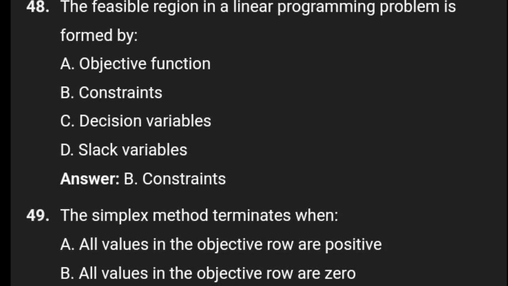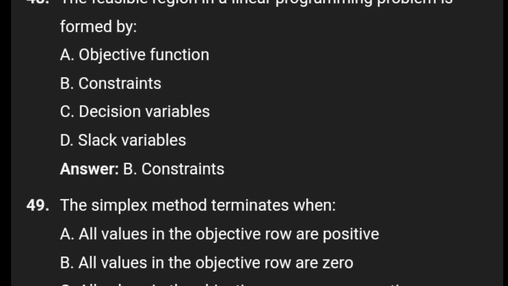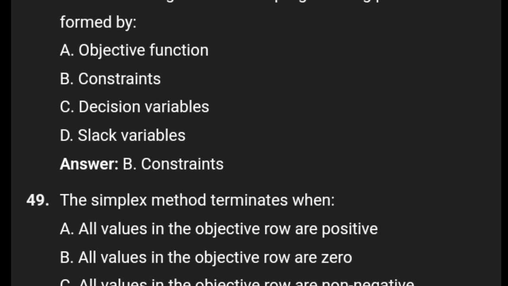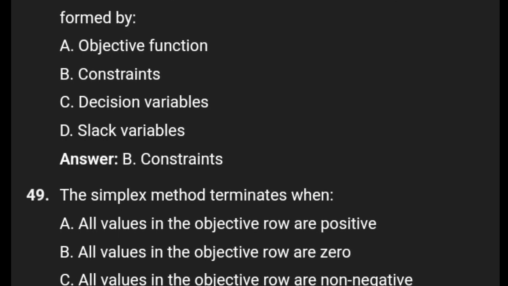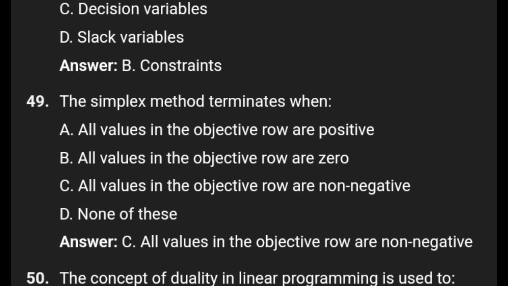48. The feasible region in a linear programming problem is formed by: A. Objective function, B. Constraints, C. Decision variables, D. Slack variables. Answer: B. Constraints. 49. The simplex method terminates when: A.